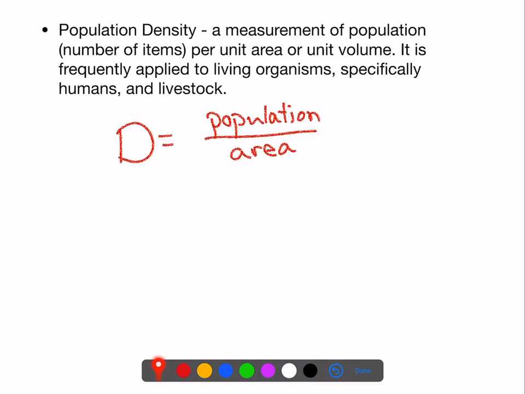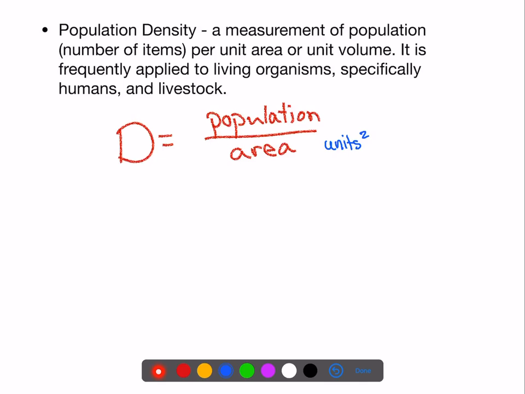So, moving on to population density. We just finished talking about density in general. Now we're moving on to population density, which is going to be the focus of your homework. You will see some stuff with this on the test as well, so keep that in mind. Population density is a measurement of population, or the number of items per unit area. So again, we're going to be dealing with units squared in this case, so our area will be in units squared. And then we'll have the population up top.